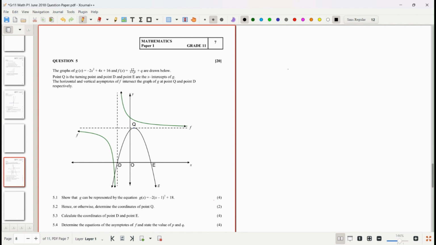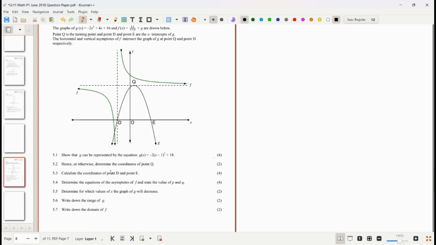So when they say hence, normally they mean that this question is derived from the previous question, right? So they want the coordinates of point Q. But remember now we proved that it can be written as this, right? And in this form, we are able to check the turning point. So this is the turning point form of g of x.